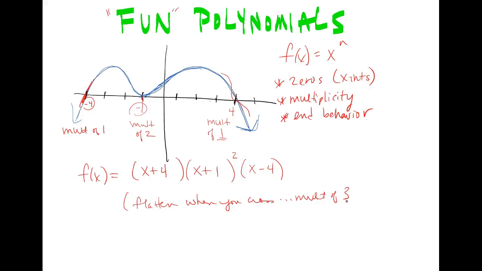The same thing would go if you flatten when you bounce or touch. It's probably a multiplicity of 4 or higher. So it's more about the even and the odd, and usually for your age you will see it going through pretty nicely. But keep these in mind. I always put these as a bonus on my pre-cal tests.